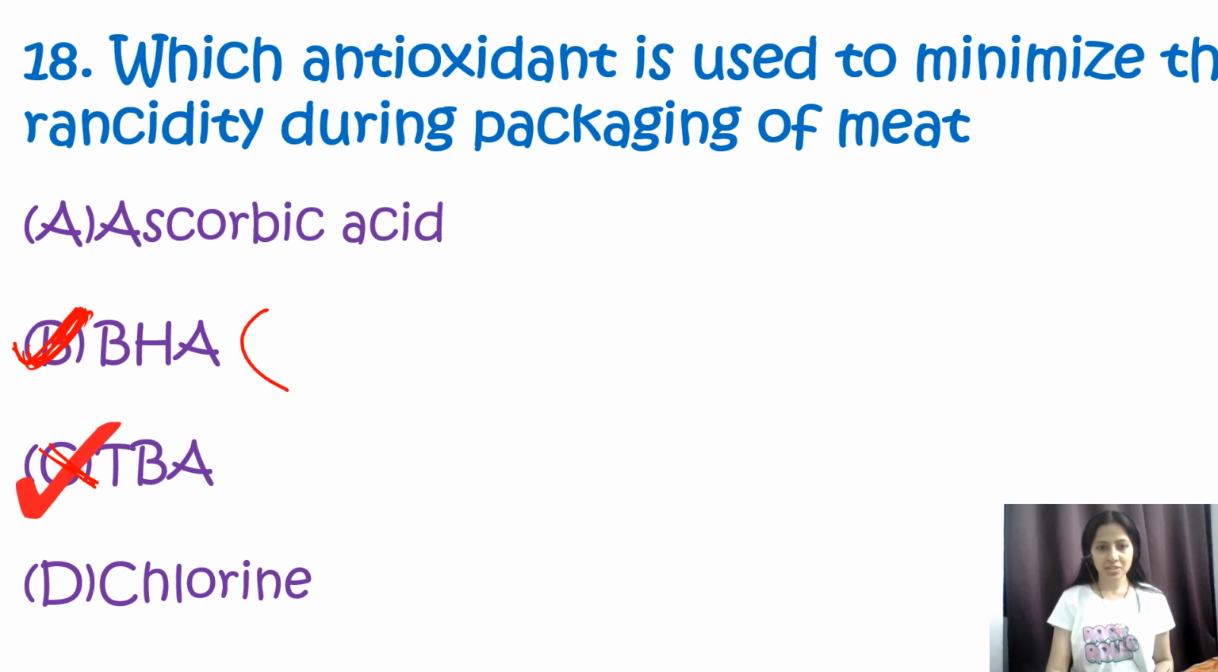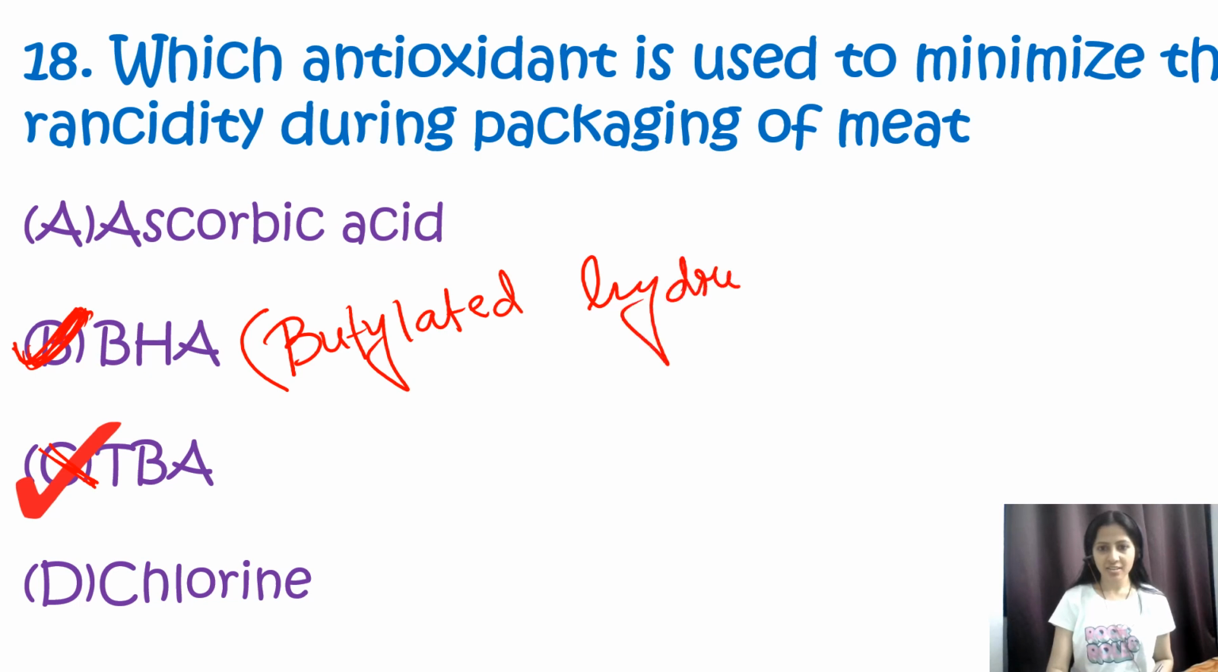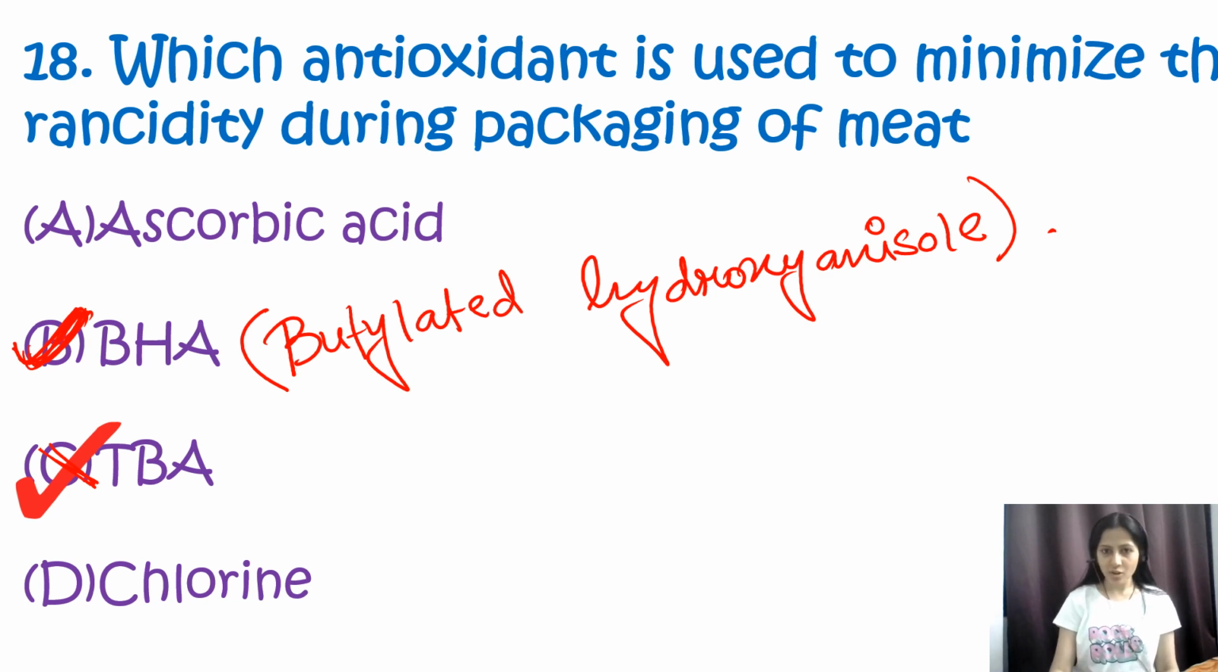So my correct option is B, that is BHA, and it stands for butylated hydroxyanisole. Okay, so you should remember the full form also. BHA stands for butylated hydroxyanisole, and it is a synthetic antioxidant that is effective in preventing lipid oxidation, which is a major cause of rancidity in meat or other fatty food products. So over here my correct option will be B, that is BHA.